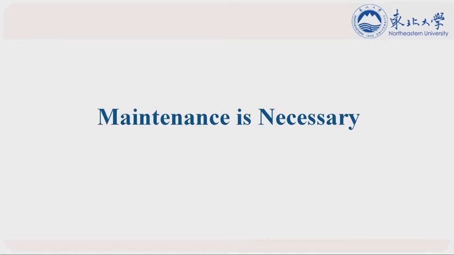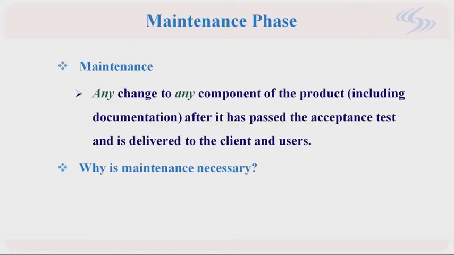Today, we are going to learn maintenance. Maintenance is necessary. Once the target software system is developed and delivered to the client and users, the software system enters the phase of maintenance. So, any change to any component of the product, including documentation, after it has passed the acceptance test and is delivered to the client and users, will belong to maintenance.